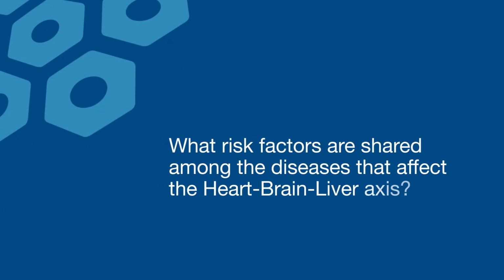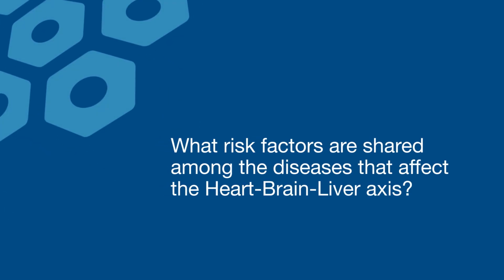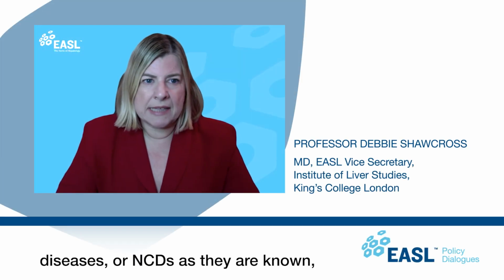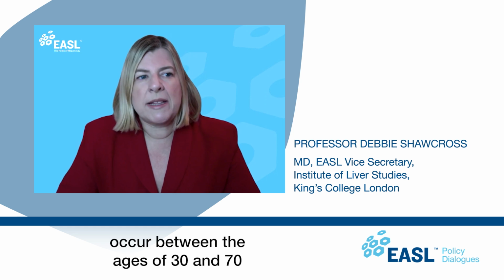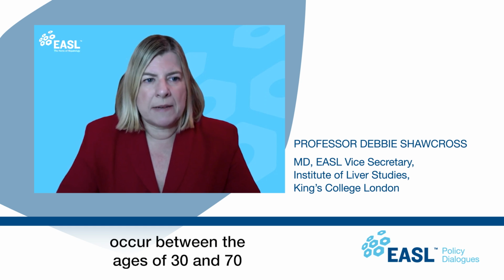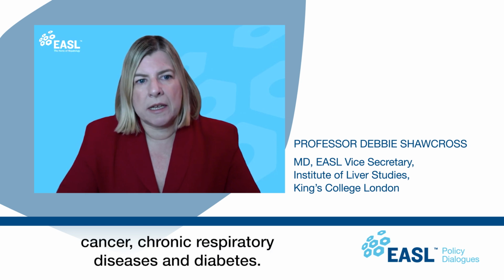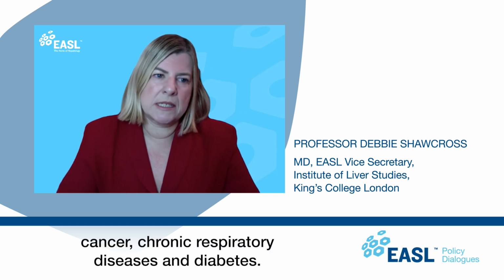What risk factors are shared among the diseases that affect the heart-brain-liver axis? So non-communicable diseases, or NCDs as they are known, occur between the ages of 30 and 70 and are caused by cardiovascular disease, cancer, chronic respiratory diseases and diabetes.